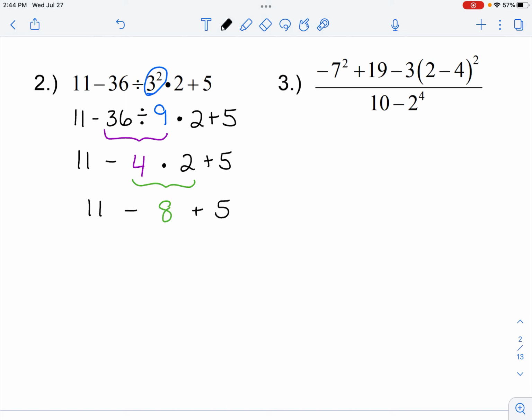And you can start doing shortcuts in your head. You don't have to write every little detail out. But from here, what I'm going to do is 11 minus 8 is 3. And then 3 plus 5 is back to 8. So the final answer here is 8.